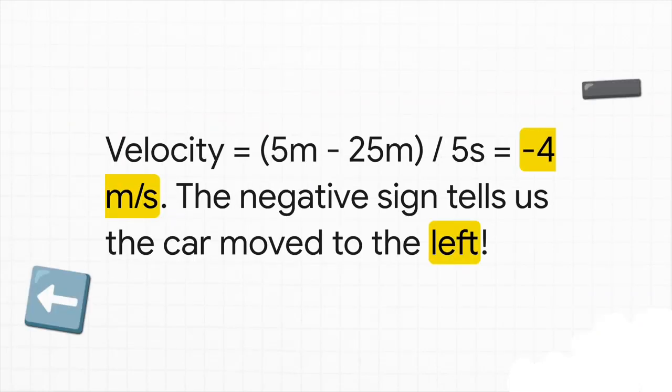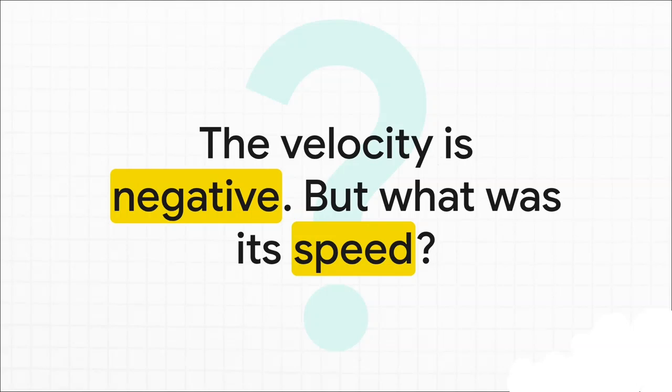Let's do the velocity calculation again. The final position is 5 meters. The initial position was 25. So 5 minus 25 gives us negative 20 meters. We divide that by the 5 seconds it took, and bam, we get a velocity of negative 4 meters per second. That minus sign is everything. It's telling us the car was moving to the left, in the negative direction. So its velocity was negative 4.